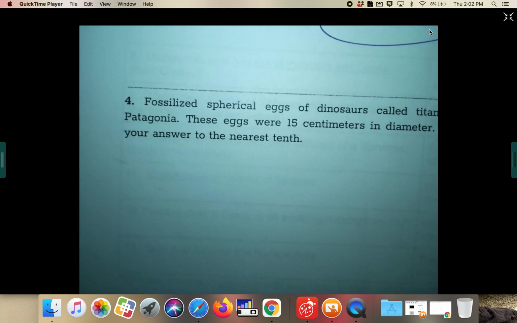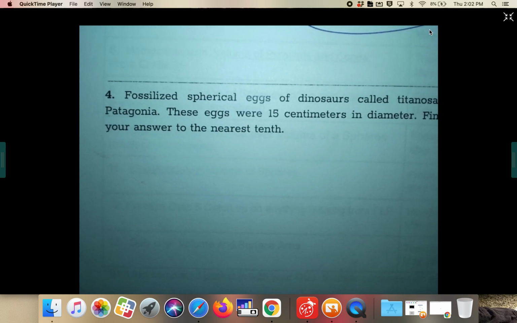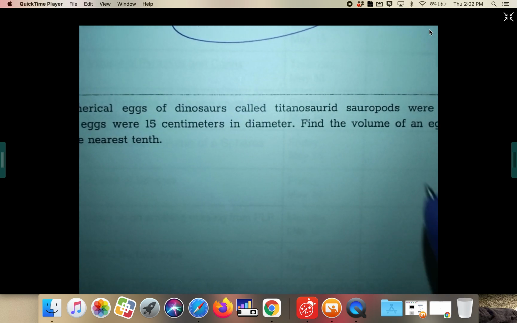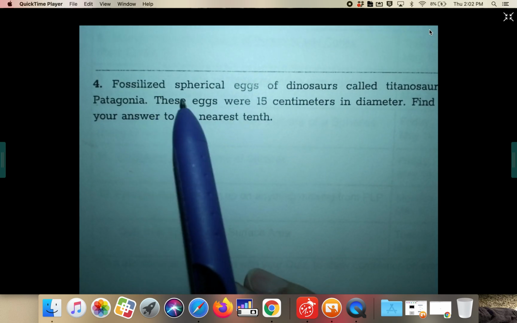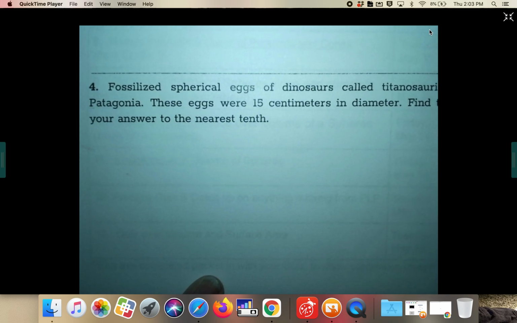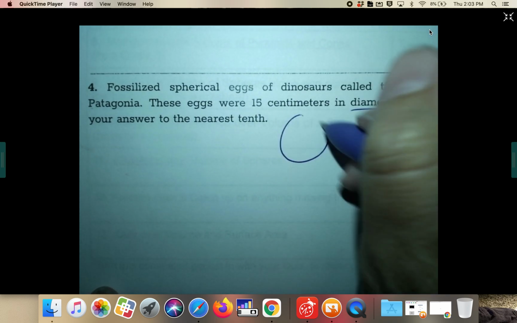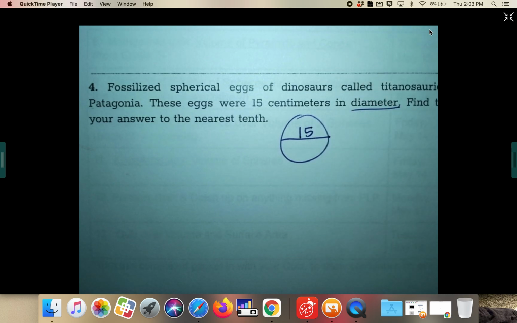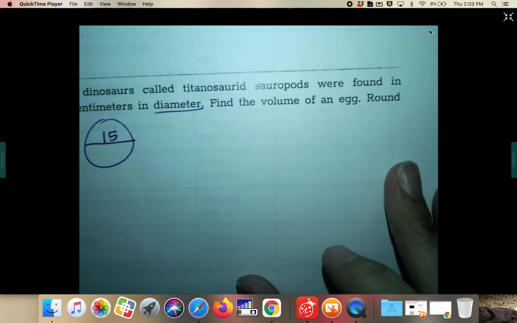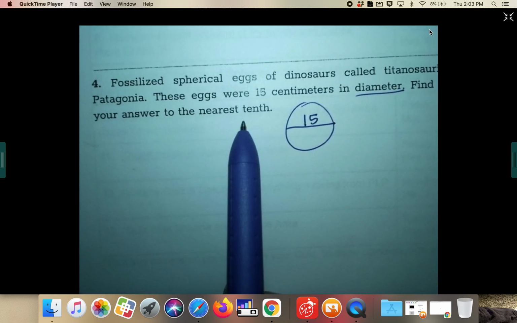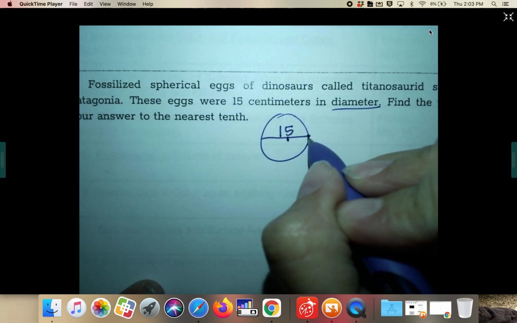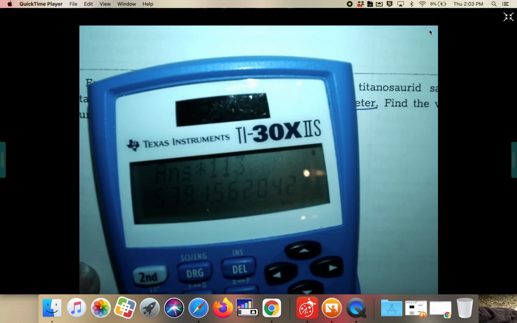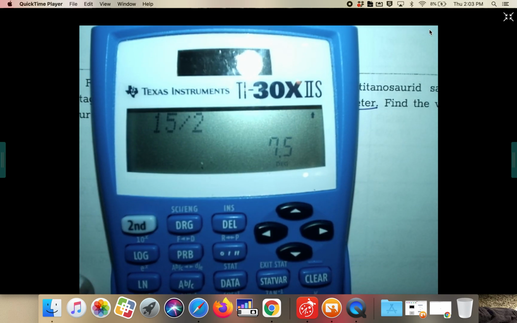All right, and then the last question says fossilized spherical eggs of dinosaurs called titanosaurs. I have no idea. Were found in Patagonia. These eggs were 15 centimeters in diameter. So 15 in diameter. That's all the way across. Not what we want. Find the volume of an egg. Round your answer to the nearest tenth. So here we go. We only need to find one of these, but we don't want the diameter. We want the radius. So we're going to take 15 and first divide it by 2 to find our radius, which is 7.5.